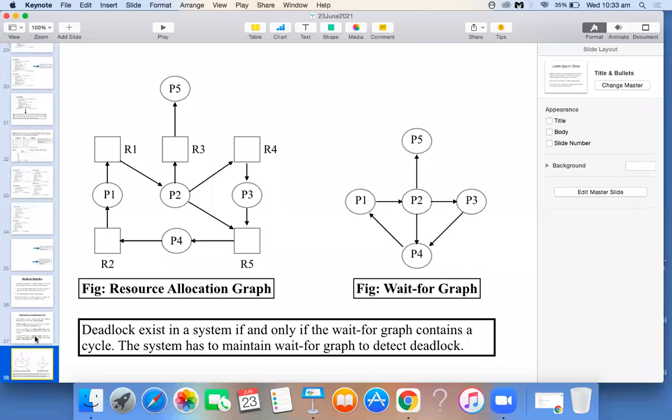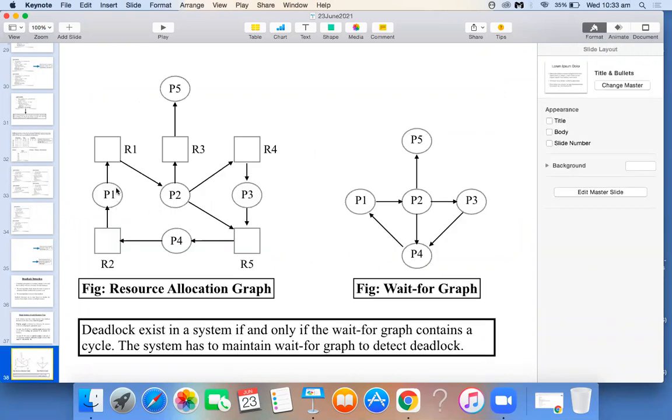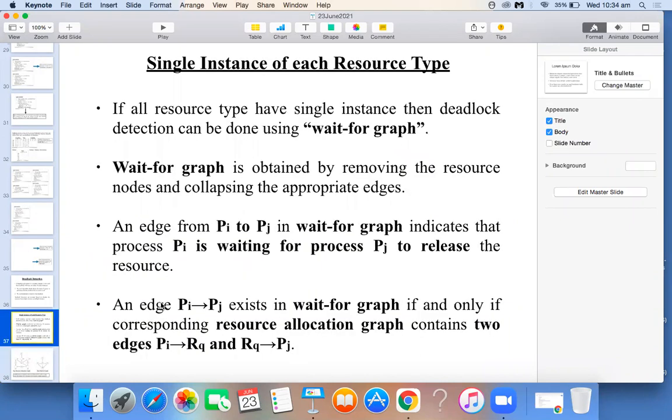Correct? So observe this point once again. I will just highlight this once again: an edge from process to resource, and an edge from resource to process. So here in your example, look: P1 to R1. How can I write this? I can write this as Pi to Rq. And there is an edge from R1 to P2. How can I write this? Rq to Pj. Correct? Then how can I write this? I can easily write it as Pi to Pj.